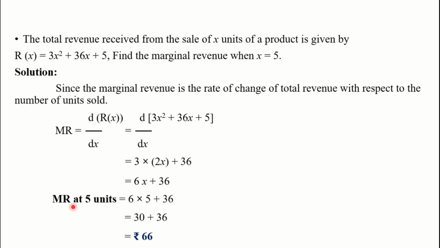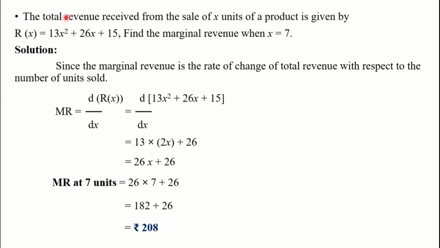Now marginal revenue at 5 units: we simply put x is equal to 5 because we want to find the marginal revenue at 5 units. We simply put x is equal to 5 in the marginal revenue function. We will get marginal revenue at 5 units, that is rupees 66.